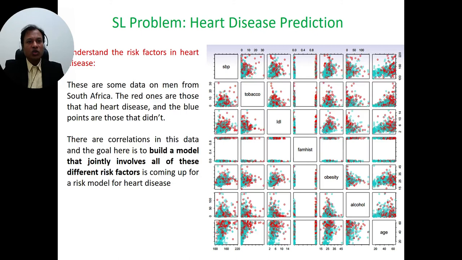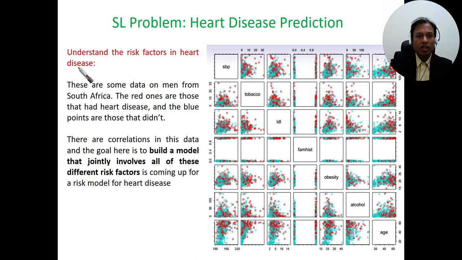And then, what is this one? Understanding the risk factors in heart disease, right? Okay, so why does heart disease occur, heart problems, heart attack, those kinds of things? This is still a great research area, where statistical and machine learning methods are coming every day to predict heart disease more accurately, and different models are coming also. And this data is basically coming from South Africa.